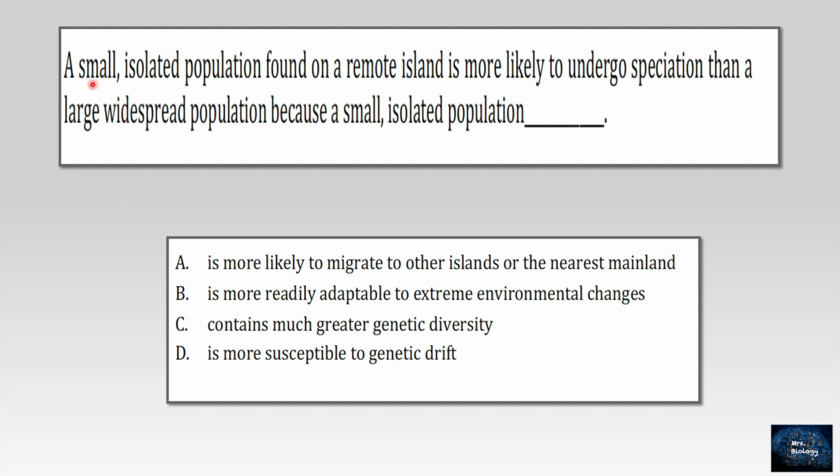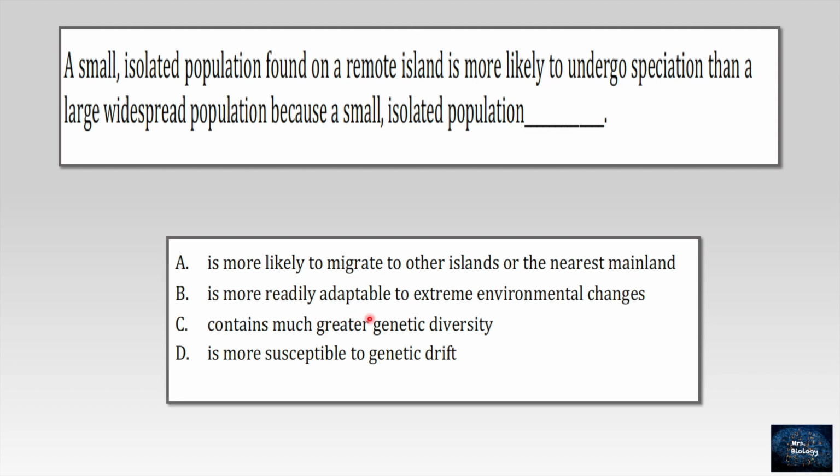Now this question. A small isolated population found on a remote island is more likely to undergo speciation than a large widespread population because it's small. That's right. All the time, small populations are easily affected by environmental changes. Isolated population, let's see the choices. The first one, isolated population is more likely to migrate to other islands or the nearest mainland. No need to talk about this point, because why would they migrate? They did not mention they are under certain pressure there. So I doubt this is the right answer.